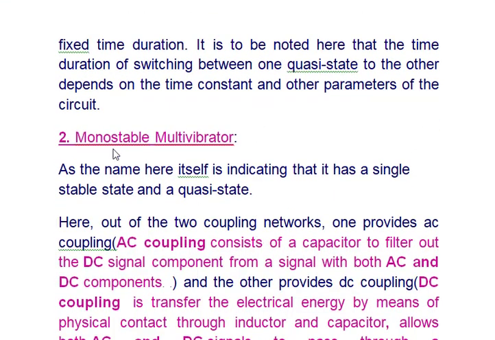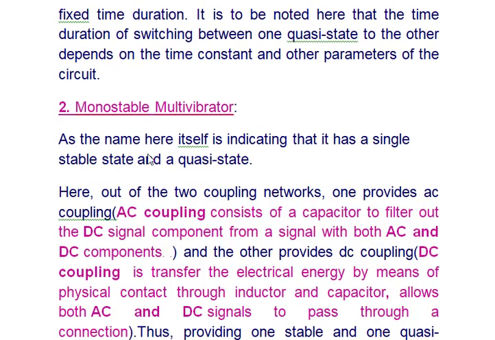Next we see the monostable multivibrator. As its name itself indicates, it has a single stable state, the monostable state. The other state is a quasi-state, a temporary state.